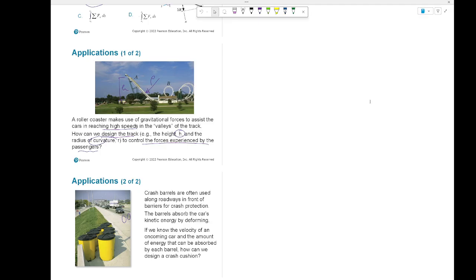Then the principle of work and energy. I'm just trying to highlight if there's something important that I can share. Here's basically all it says here.